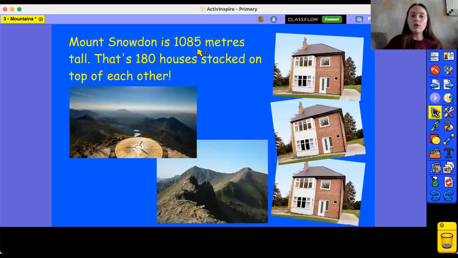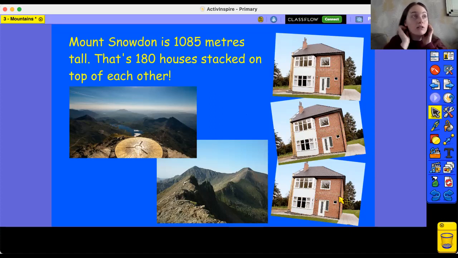Mount Snowdon is 1,085 metres tall. How tall is it? Fantastic, 1,085 metres tall. That's 180 houses stacked on top of each other. So Mount Snowdon is the tallest mountain we've heard of so far.